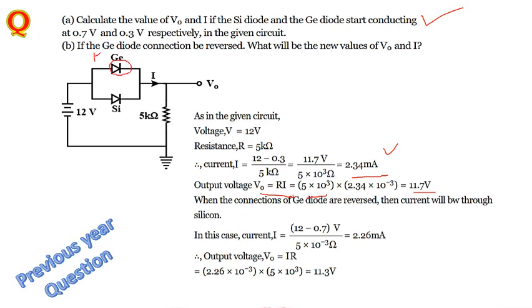The second case is if germanium is reversed in this condition. In the reverse bias condition, there is no flow of current, even here in this case. So the current will be moving only in this direction. Here is a similar concept I just mentioned: 12 minus 0.7. What you get here is 2.26 milliampere. Substitute the I value here, and the resistance is also the same. What you get here is 11.3 volts. So in this case, 2.26 milliampere is the current, and the V naught value here is 11.3.